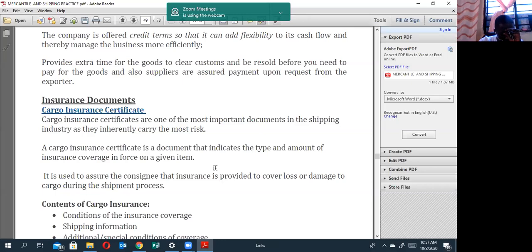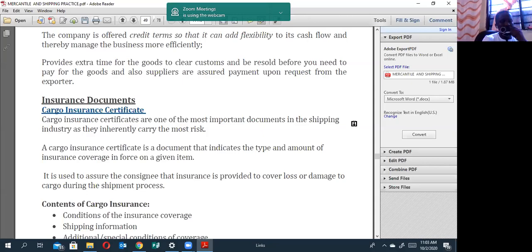Yes, so I think you have learned something on the various types of BL and the roles that banks play in international trade. And now, I want us to see insurance documents. We know that insurance is playing a very, very key role in securing our shipment globally.